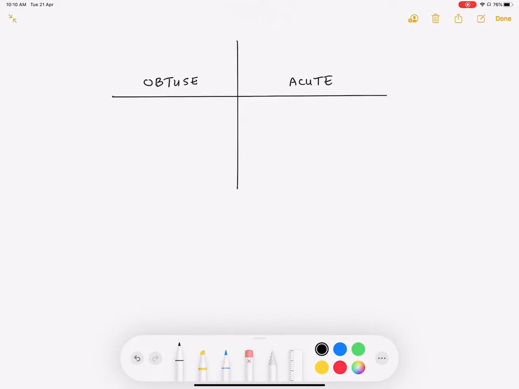Okay, next we are going to learn about obtuse and acute angles. So I've drawn a small table here. We have obtuse angle on the left and acute angle on the right. So what is an obtuse angle? It is an angle between 90 degrees and 180 degrees. So for example, we have 100 degrees, 150 degrees. So those are obtuse angles.